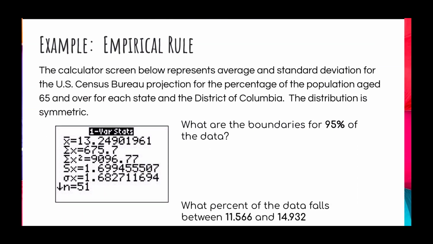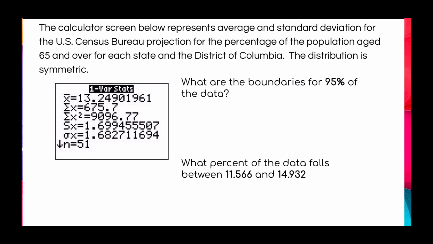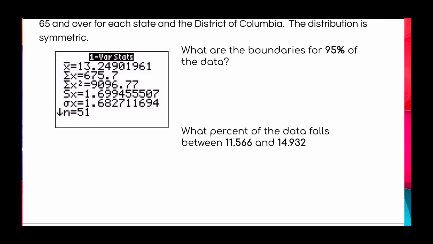So it says the calculator screen below represents the average and standard deviations for the U.S. Census Bureau project for the percentage of the population aged 65 and over for each state and District of Columbia. The distribution is symmetric. And then it says what are the boundaries for 95% of the data and what percent of the data falls within 11.566 and 14.932. So first let me talk about the calculator screen.